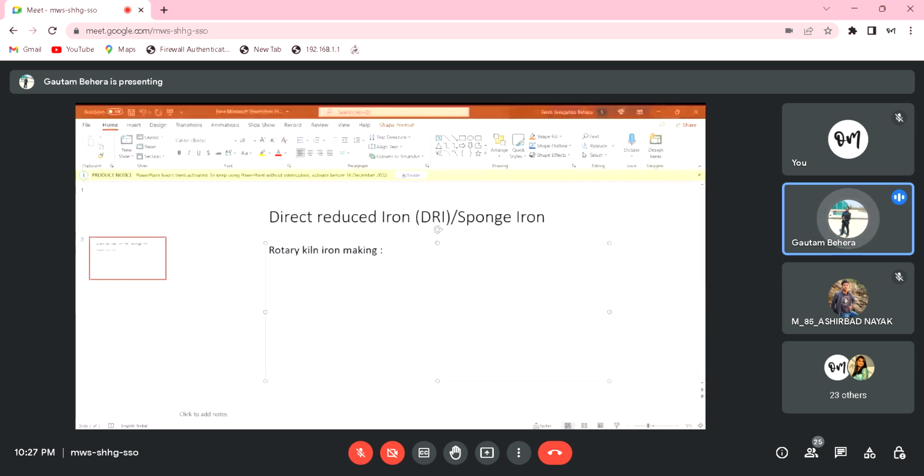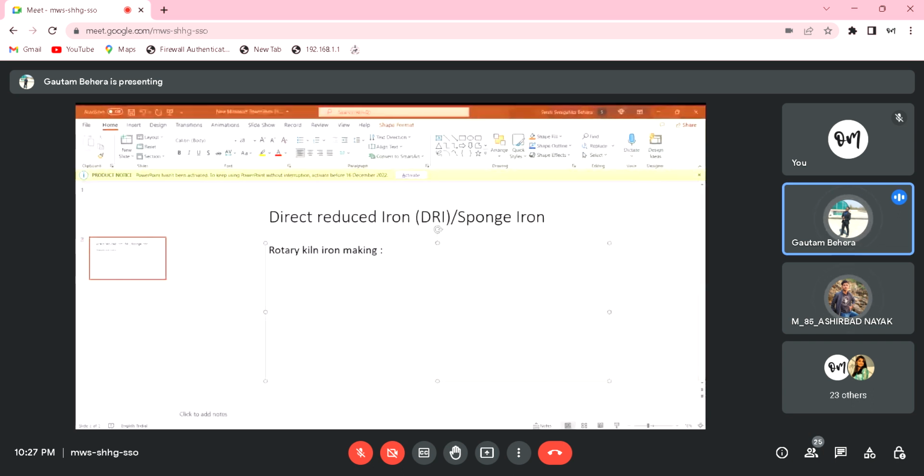So what are the charge materials? The charge materials are basically either iron ore lumps or your pellets. And you need a reductant, that is basically non-metallurgical coal, and you need a flux, that is dolomite. So these are the three main charge materials: iron ore in the form of lumps or pellets, reductant in the form of non-metallurgical coal, and flux in the form of dolomite. These are the main raw materials we are charging from the charging end.